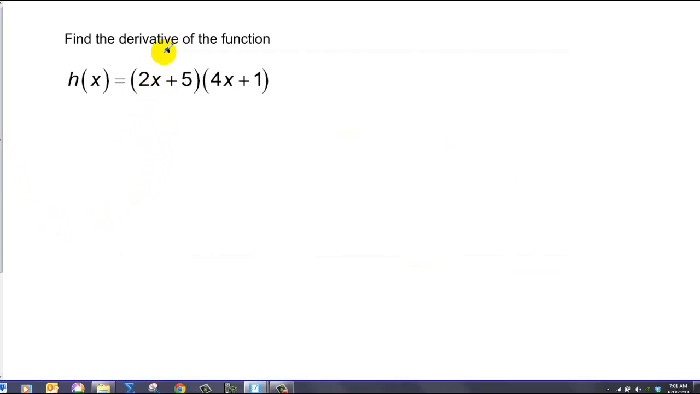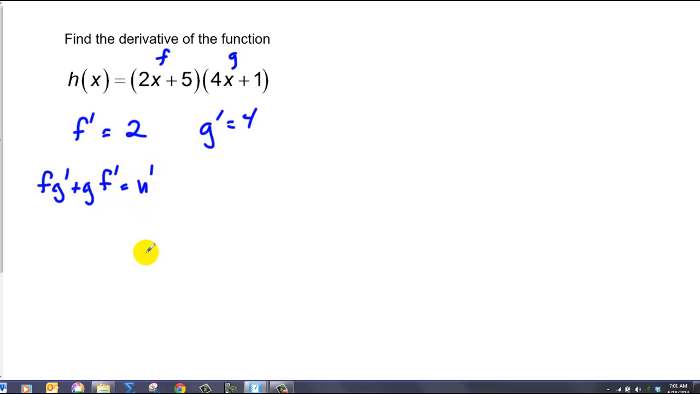In this case, I have two functions, f and g, that make up the h function. My derivative of my f function is equal to 2. My derivative of my g function is equal to 4. Now the product rule states, once again, I take f g prime plus g f prime, and I get h prime. So let's go ahead and do that.